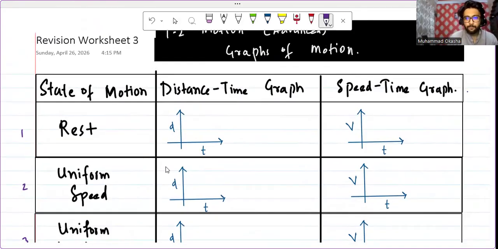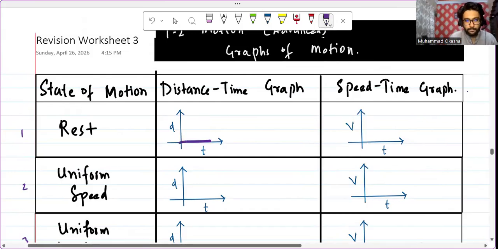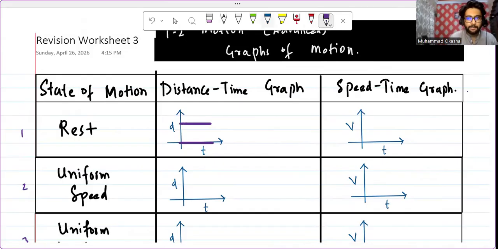Number one is rest. In the first column, we're going to have distance time graphs. In the second column, we're going to have speed time graphs. How is rest represented in the distance time graph? For example, the body is over here. That's rest. Or your graph can look like this. That is also rest, which means the body is standing at any distance, for example, a distance of 5 or 6. As the time goes by, the distance is not changing. Hence, you can use this graph to represent it.